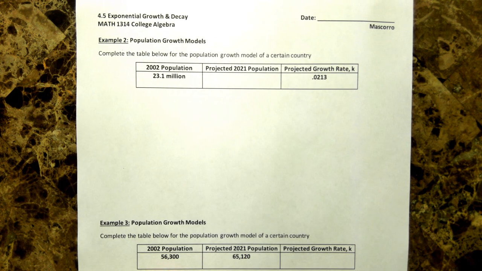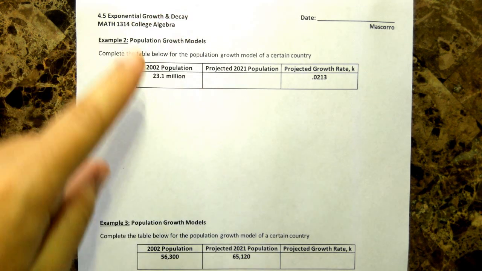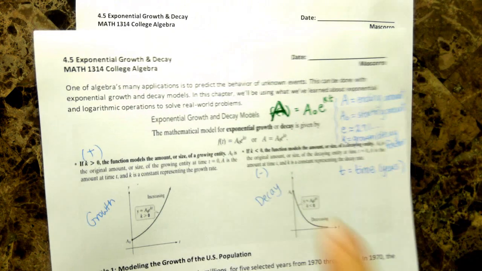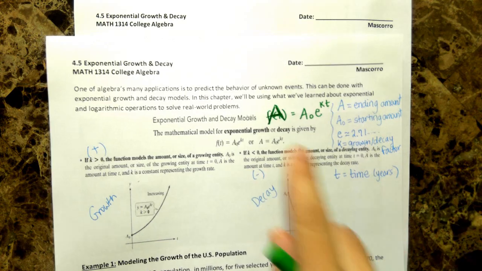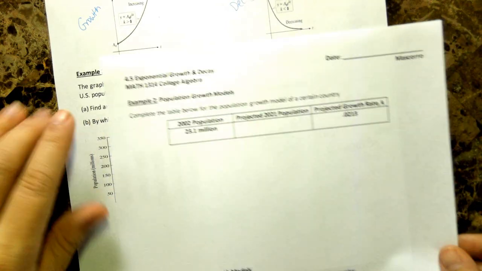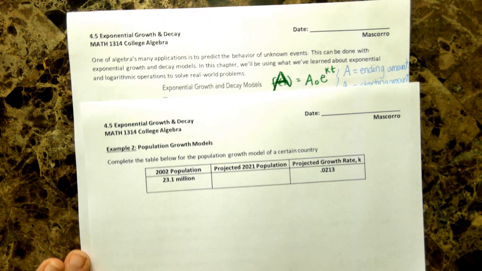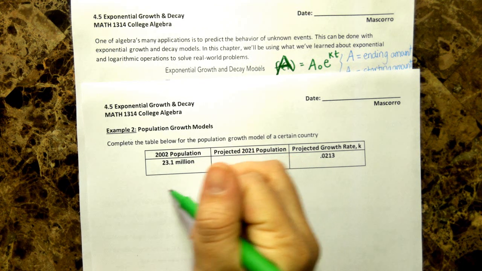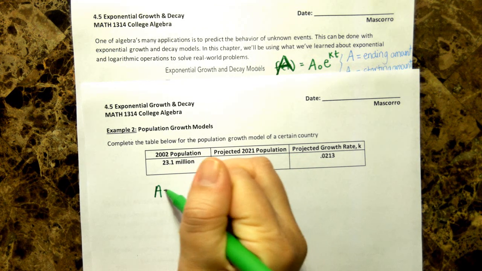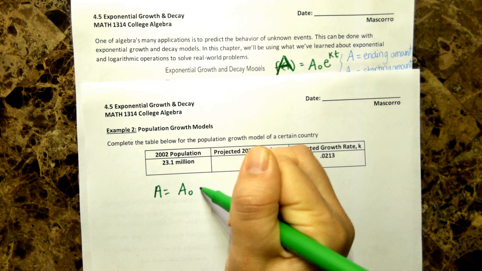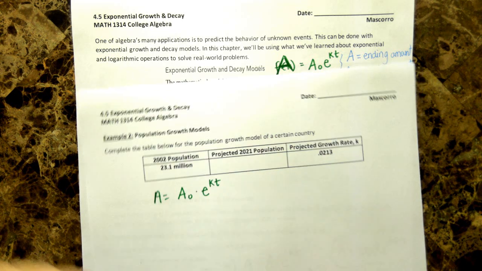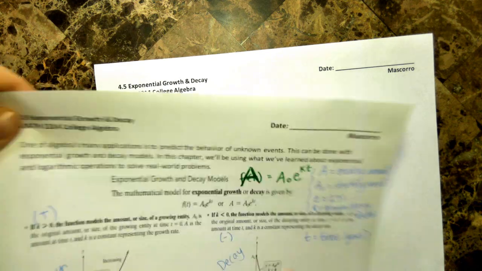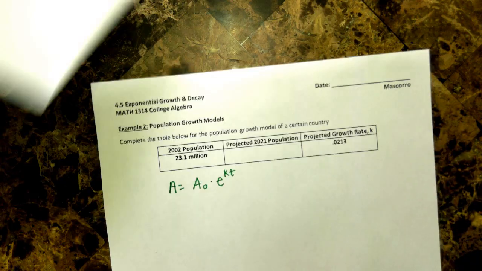Now, this is an exponential function. I should have written that in there, but I didn't. So we know we're going to be using the exponential growth model formula, which is right here. And I'm going to go ahead and write that again at the top of this example. And that is A equals A naught times e raised to the k times t power. Okay, and we know what each of those variables means. I wrote them down over here.